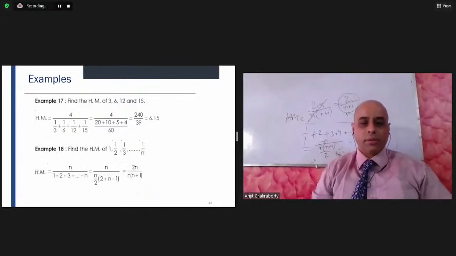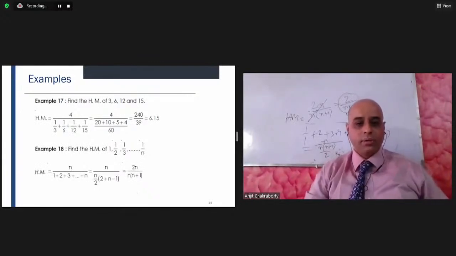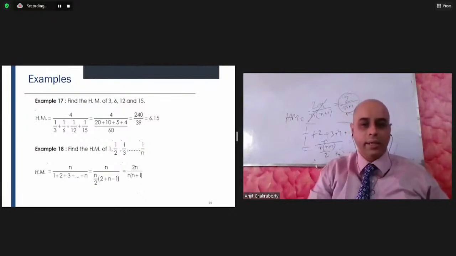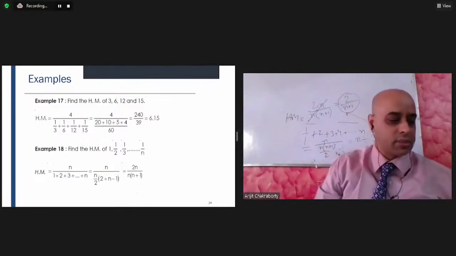Very, very important. So you can see here we have got the answer 2n divided by n into n plus 1. N is definitely a non-zero number, so we can cancel n. You will get 2 divided by n plus 1.